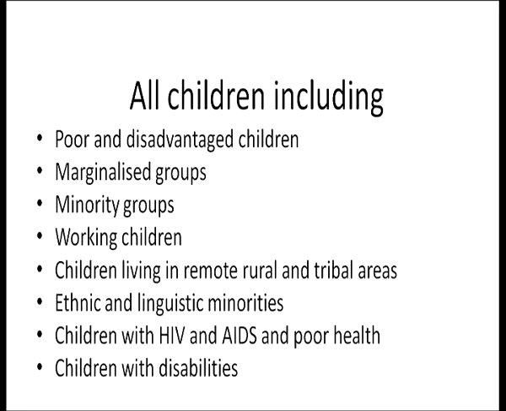They might be children or students from the minority groups. They might be working children. We also have to provide equal opportunities for children living in remote, rural, and tribal areas. It is also important that children and students from ethnic and linguistic minorities are included in the school and the classroom activities equally. Similarly, children with health problems or with certain disabilities also need to be included into the class activities accordingly. Now, let us talk about children with special needs.